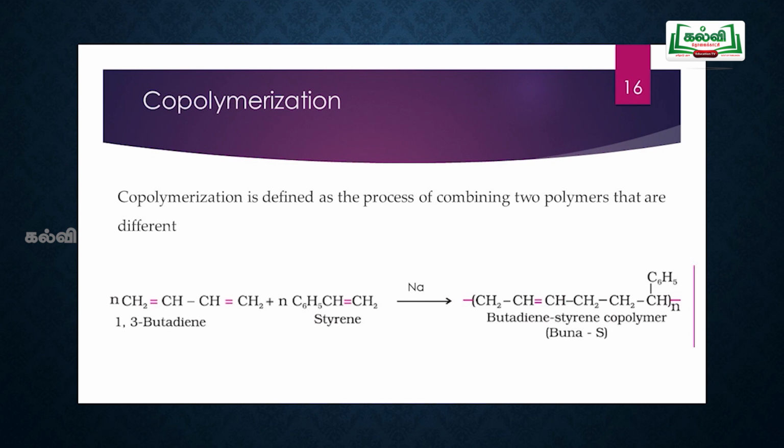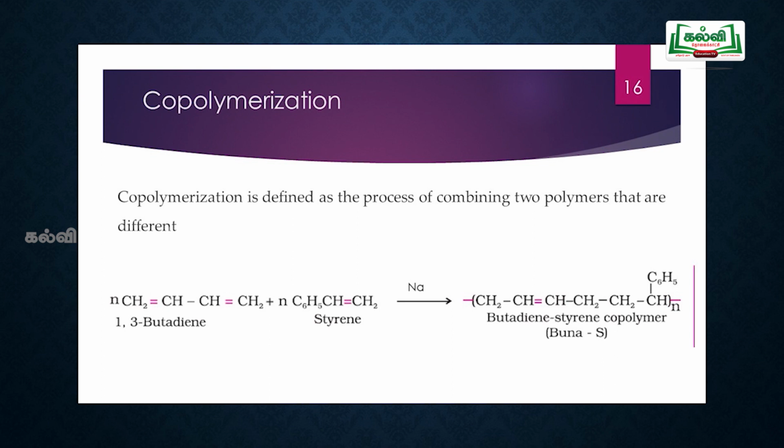Buna-S rubber is made up of 1,3-butadiene and styrene. 1,3-butadiene is one kind of monomer. Styrene is another kind of monomer. When these two monomers are added together, we'll get Buna-S rubber.